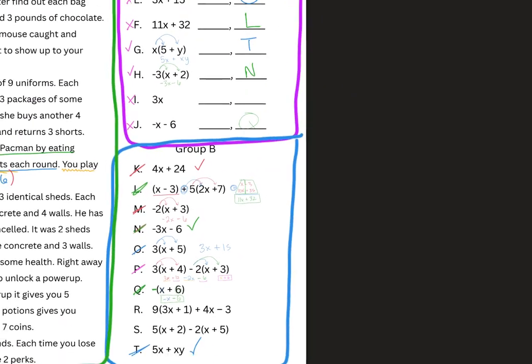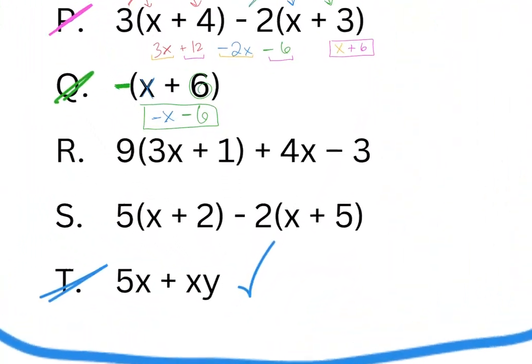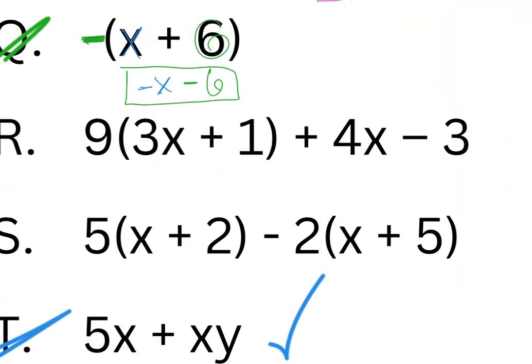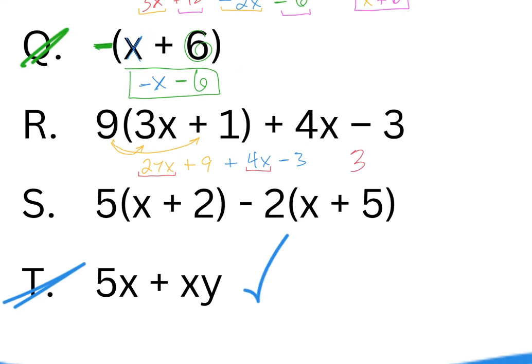So if you're feeling real lazy, just guess and move on. But don't be real lazy. Come on, let's do this. 9 and 3x plus 1. 9 times 3x, that's 27x. 9 and 1, that's 9. Plus, well, these aren't even doing anything. They're not in parentheses at all. They're just there, so we can just write them down. So now it's 27 and 4. Well, hang on, that's 31x.